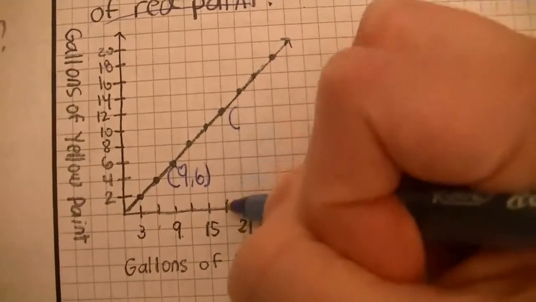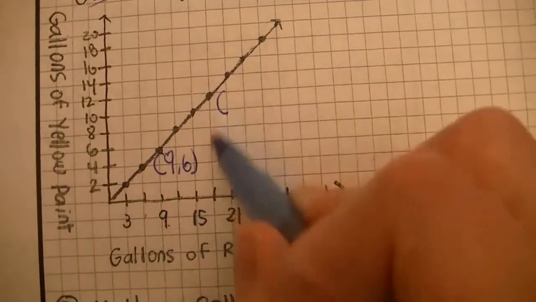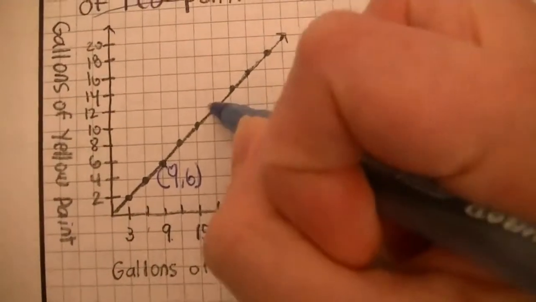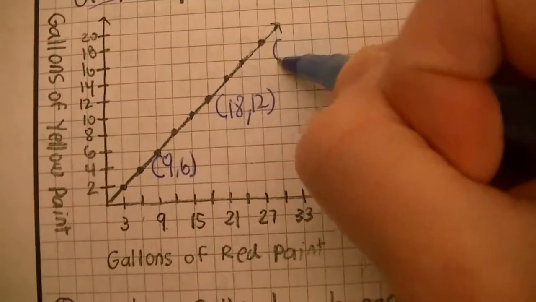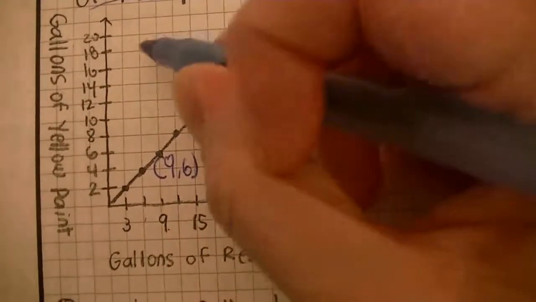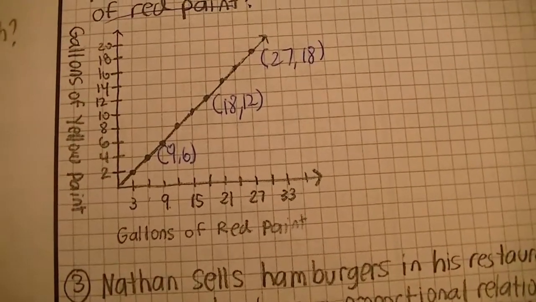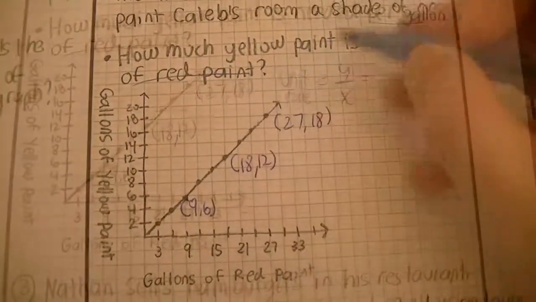This point right here is, how are we counting? We're counting by threes. 3, that'd be 6. So this is 15. This has to be 18. And that right there is 12. And then this point right here is 27, 18. Okay, so I just labeled just 3 of them on there, and I'm going to go ahead and find the unit rate to answer this question.